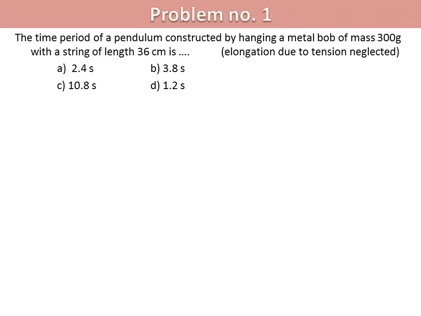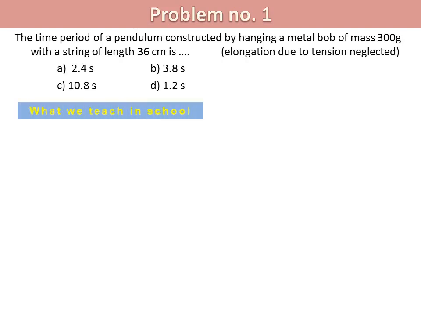Problem number 1. The time period of a pendulum constructed by hanging a metal bob of mass 300 gram with a string of length 36 cm is, where elongation due to tension is neglected. Options given are A 2.4 seconds, B 3.8 seconds, C 10.8 seconds, D 1.2 seconds.